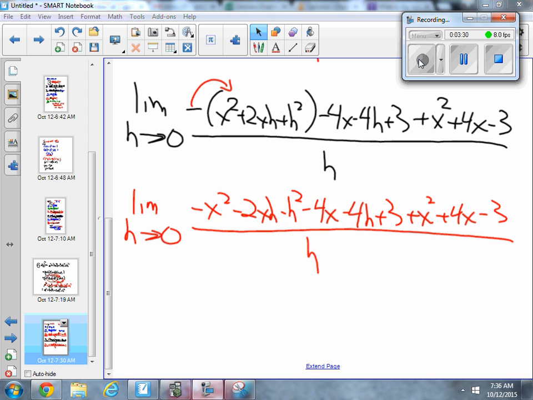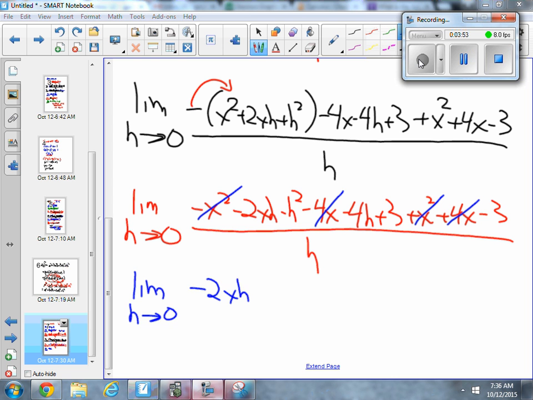And now I'm going to start crossing stuff off. I have a negative x squared and a positive x squared. That goes away. I have a negative 4x and a positive 4x. That goes away. Oh, the 3's go away too, so I found something else there. So I have the limit as h approaches 0 of negative 2xh minus h squared minus 4h, all over h.